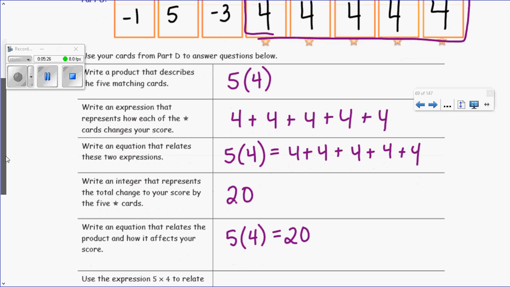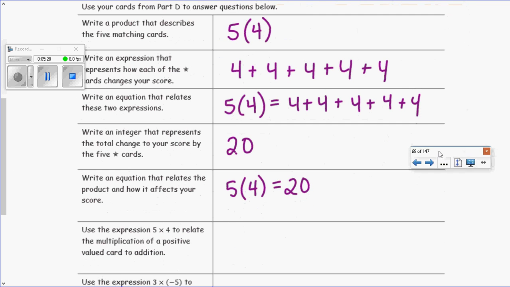Okay, so that one actually seemed a little easier. I think probably because they were both positive. So using the expression 5 times 4, relate the multiplication of a positive valued card to addition. So how does that work with addition? Well, if we're going to multiply, I'm going to go ahead and type this one.